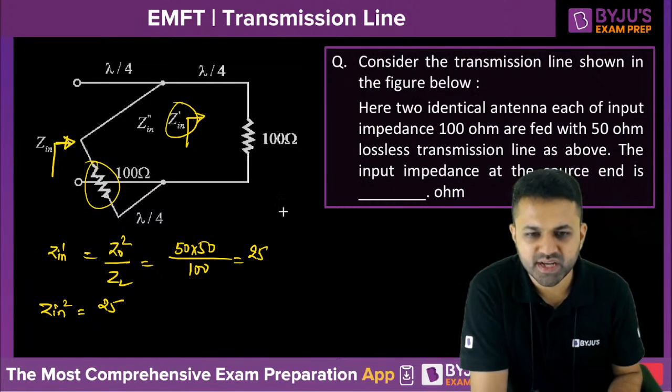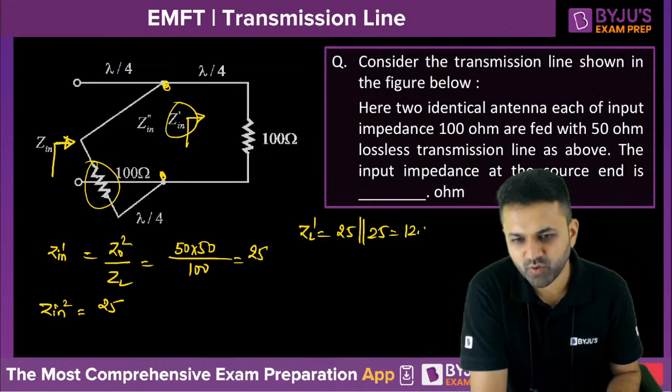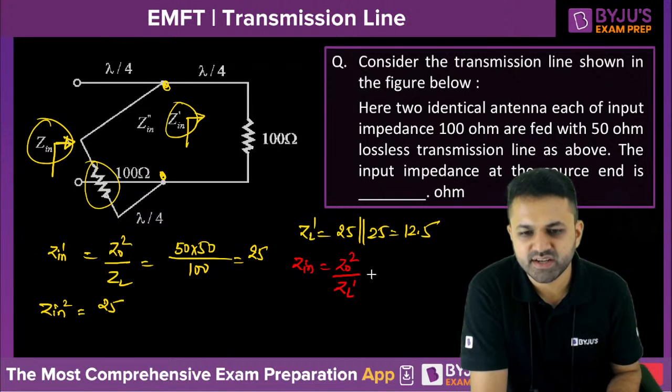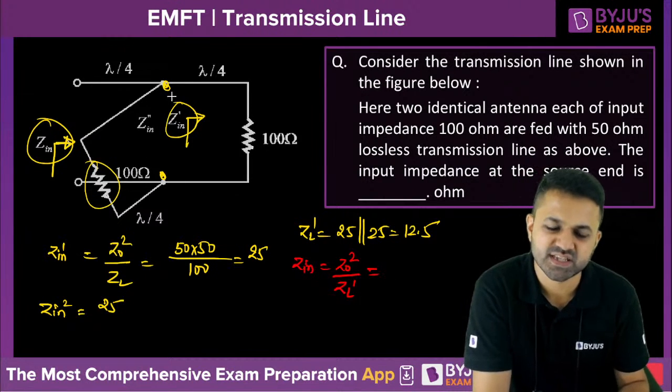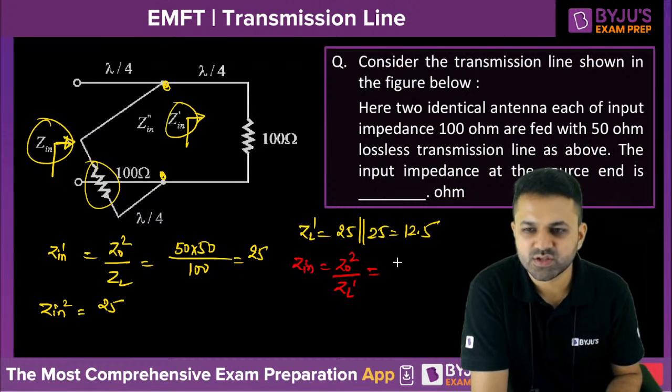So the load impedance for these two transmission lines will become 25 in parallel with 25, which is 12.5. Now for the overall input impedance, Zin is equal to Z0 square upon the new load impedance, which is the combination of the two parallel transmission lines. This is your 50 into 50, and ZL dash is 12.5.